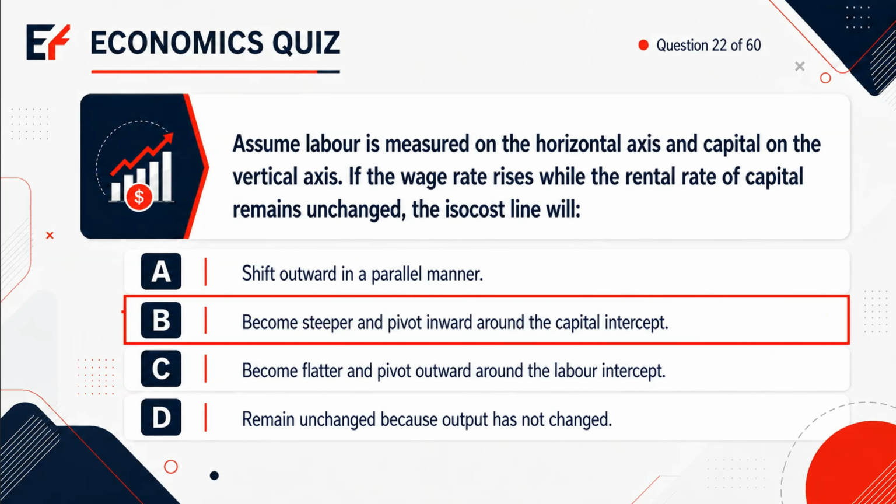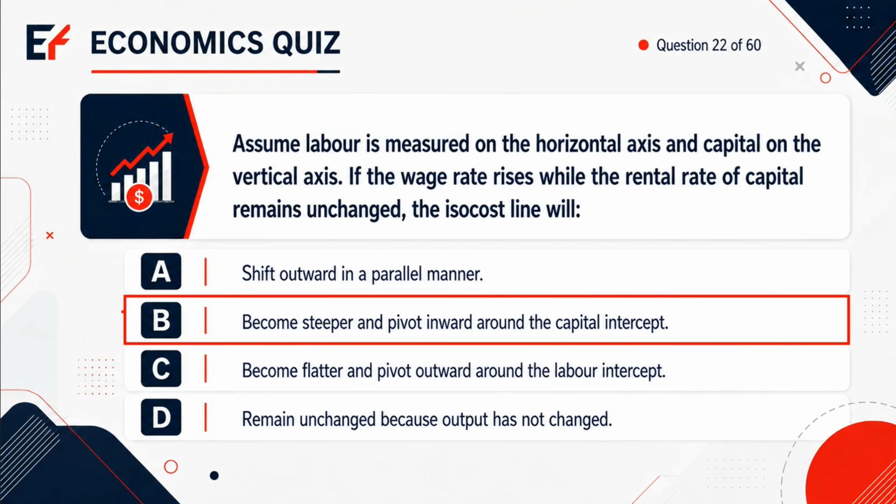Let's track the effect of the wage change. An isocost line shows the combinations of labor and capital a firm can buy with a fixed budget. When the wage rate rises, the firm can afford less labor for the same total cost. Therefore, the labor intercept moves inward while the capital intercept remains unchanged because the rental rate of capital has not changed. This makes the isocost line steeper and causes it to pivot inward around the capital intercept.